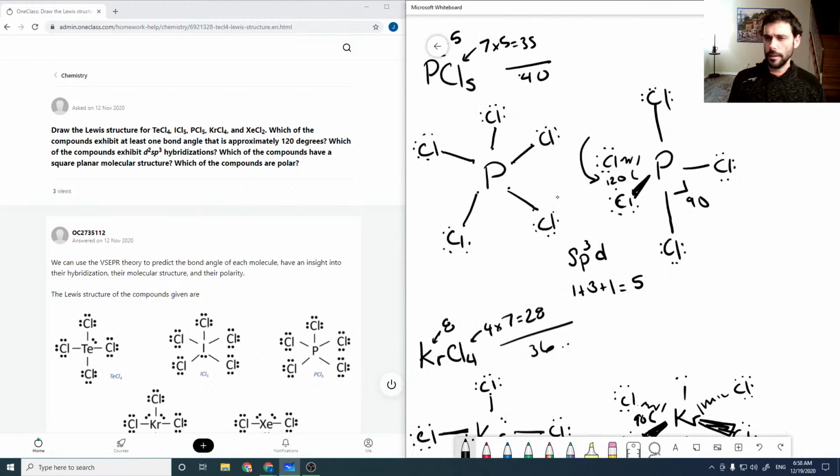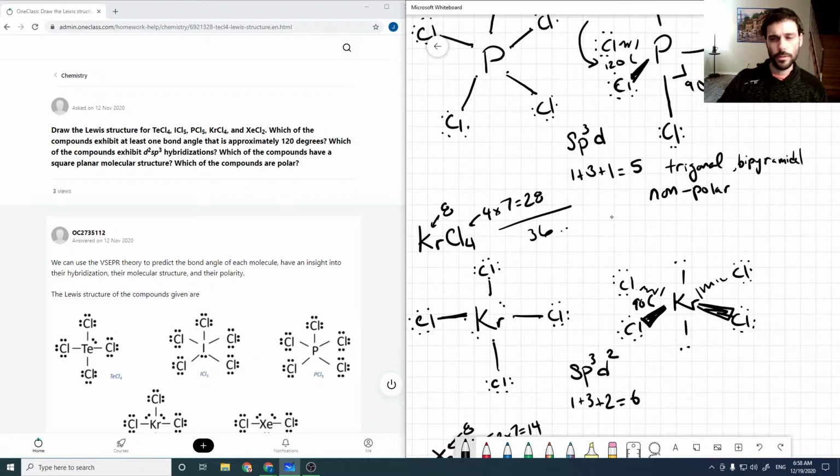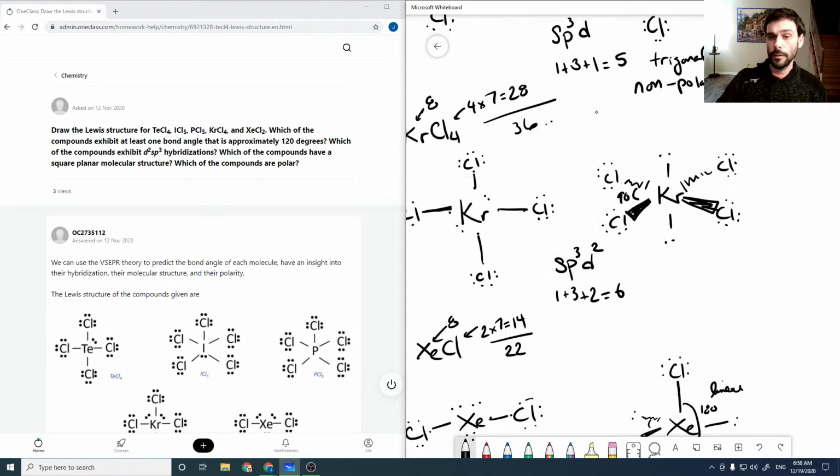Now this guy is trigonal bipyramidal, and because of the perfect symmetry, this will be non-polar. Right, so far the first two have been polar, so this is the only one that's non-polar.